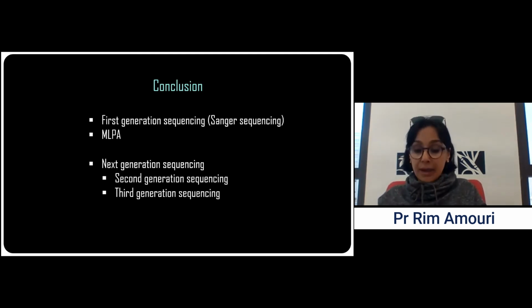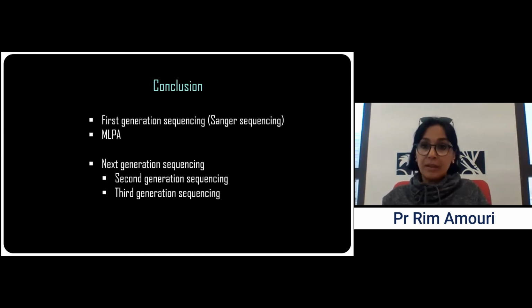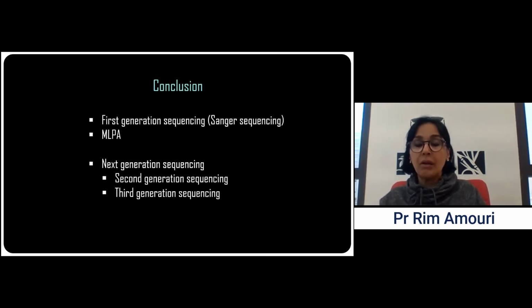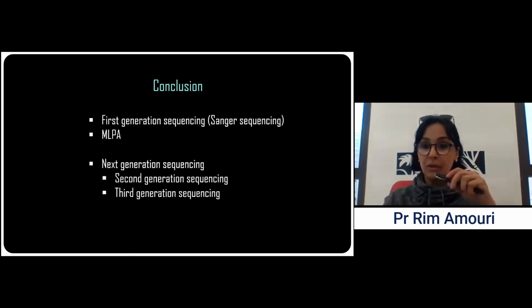So to conclude, I presented you with the Sanger sequencing technique and MLPA to detect genetic mutations. It's important to note that the technology evolved, and now we have NGS, which stands for next generation sequencing. NGS is similar to Sanger sequencing. You sequence DNA fragments, but in NGS, it's massively parallel, meaning that millions of DNA fragments are sequenced in a single run, whereas Sanger sequencing only gives one forward and reverse read.